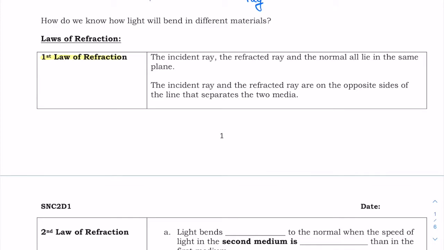And secondly, the incident ray and the refracted ray are on the opposite sides of the line that separates the two media. Just to contrast this with reflection, the incident and the reflected ray were on the same side. Sometimes in the case of virtual images, we would extend the ray of light on the other side of the mirror where it appeared like it originated from. But in reality, both the incident ray and the reflected ray were always on the same side.